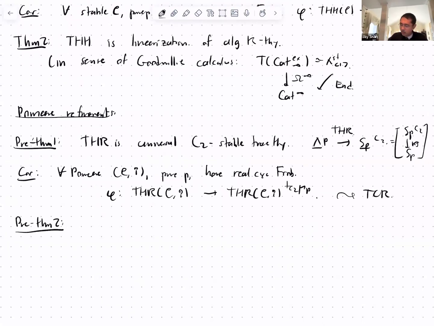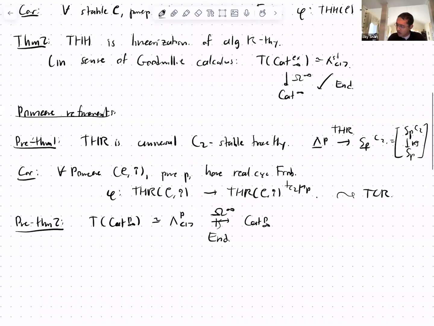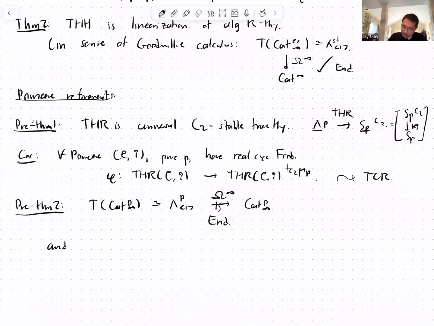Pre-theorem 2 is we have an analog of the tangent bundle calculation, but for Poincaré categories. And again, it turns out that these are essentially one vertex Poincaré graphs. And you can also identify the omega infinity functor with a certain Poincaré structure on endomorphisms. So I'll explain what that is. And with this calculation in hand, you can precisely say that THR is the C2 linearization of real algebraic K-theory. And everything here is, again, in the sense of Goodwillie, but it has to be interpreted in a C2 parameterized sense.